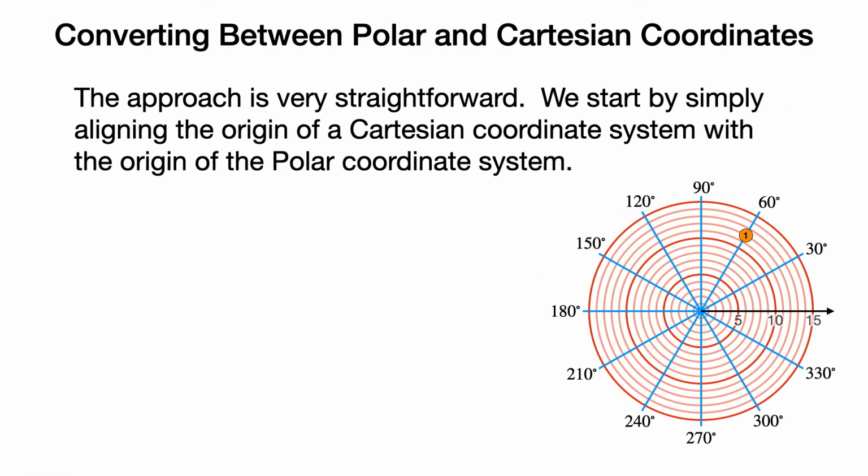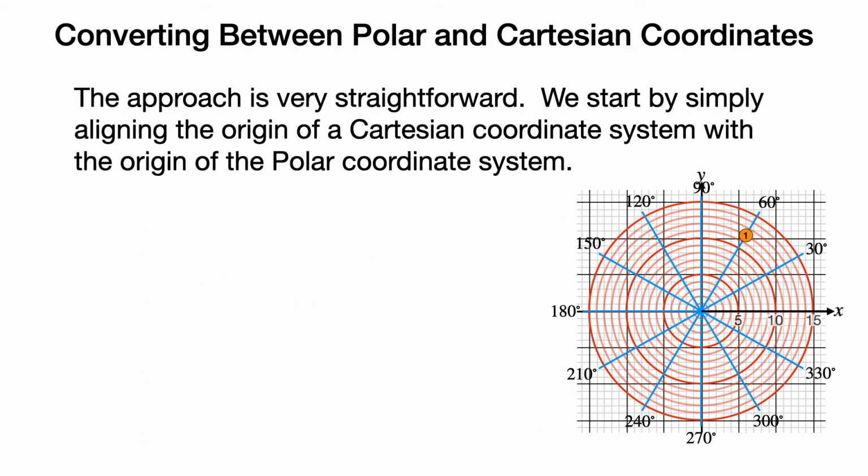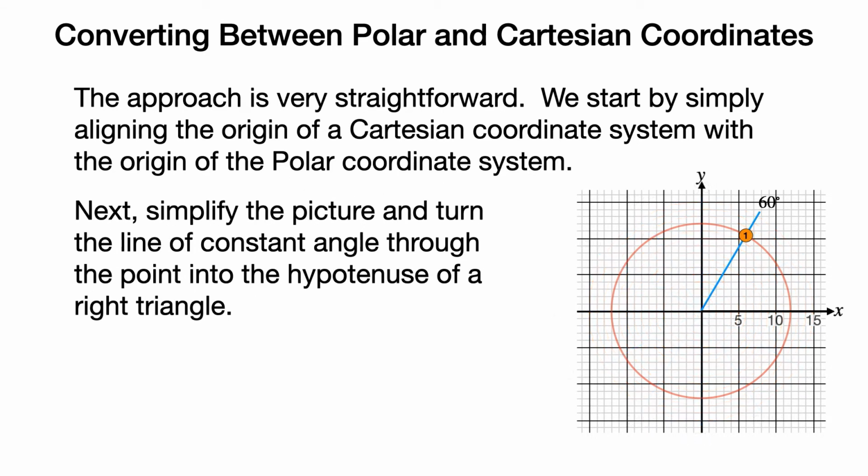The approach is very straightforward. We start by simply aligning the origin of a Cartesian coordinate system with the origin of a polar coordinate system. Next, we want to simplify the picture just a little bit, and we're going to turn the line of constant angle through the point into a hypotenuse of a right triangle.